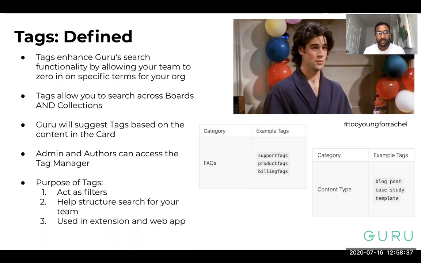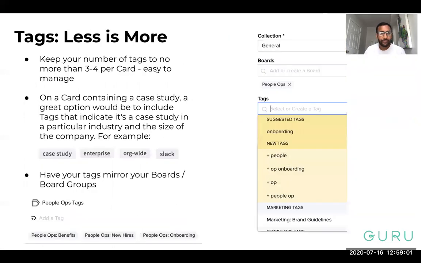across boards and collections, which can be amazing when you have an org-wide use case and a lot of different teams that don't have access to different collections. They can still be searching for content by tags. We have an AI suggest tag feature that will be based on the content in the card to surface tags that make sense. Admins and authors can access the tag manager, and the purpose of tags, they act as filters, they help structure your search, and you can use them in the extension and the web app.